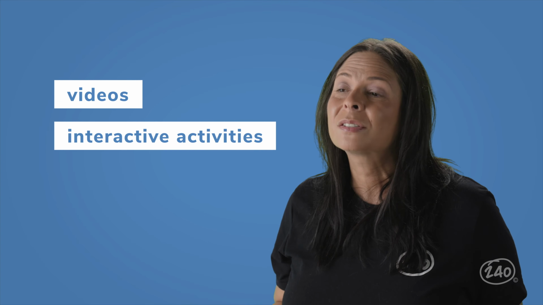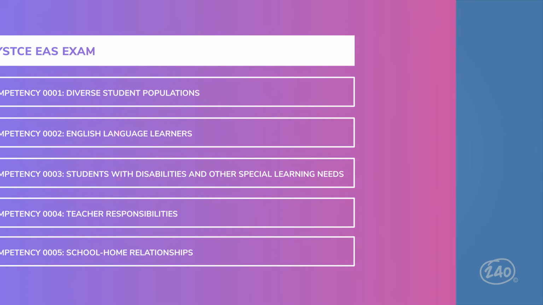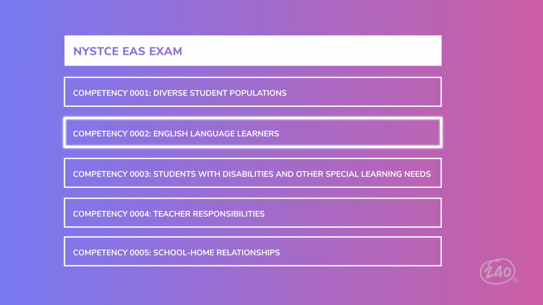For example, instead of just giving a lecture, use videos, interactive activities, and hands-on projects. Provide options for students to show what they've learned through writing, speaking, or drawing. And always offer choices to keep students engaged and motivated. Next up, Competency II, English language learners.